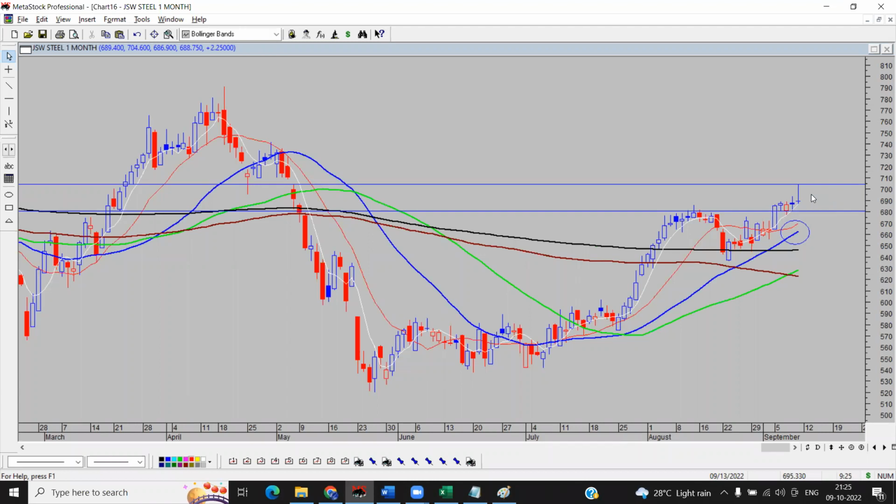No, I will not go for this JSW still because of this gap, and it has in fact retraced from that gap itself.